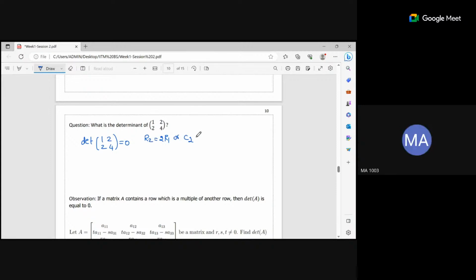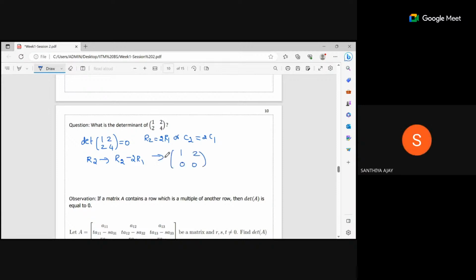Okay, fine. Now, if I am doing a row operation, the determinant is 0. Let us say I am doing a row operation like this: I am going to replace R2 with R2 minus 2 R1. Then what will you get? The matrix has 1, 2, and the second row becomes 0, 0. And you know that such an operation will not change the determinant of the matrix, correct?